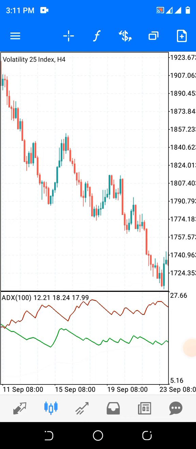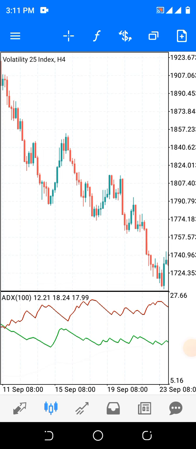Now before we proceed, let me emphasize that this particular strategy is not limited to volatility 25 index alone. You can apply the concept on crypto trading, that is crypto spot trading, not futures trading. Do you understand? Spot trading, not futures trading on crypto.